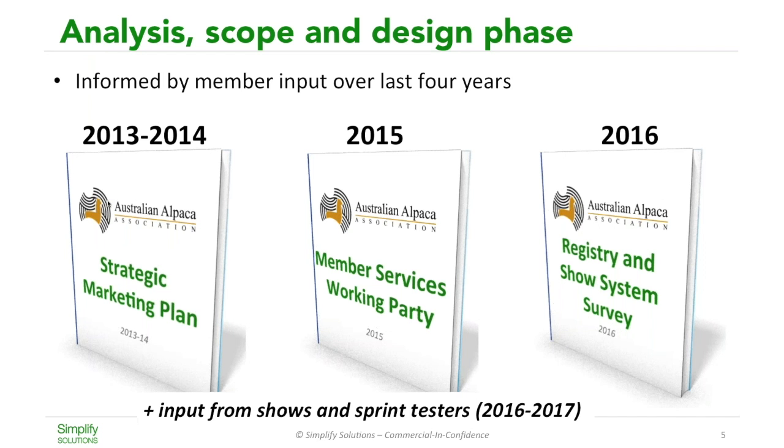In terms of the history, the system came from requests from members over the last 10 years, but in particular, in 2013-14, there was a strategic marketing plan, 2015, the Member Working Services Party, and 2016, Registry Show and System Survey. And then we've also been going around to shows in Australia and talking with sprint testers in the last 12 months or so. So there's been a lot of feedback to develop this system.